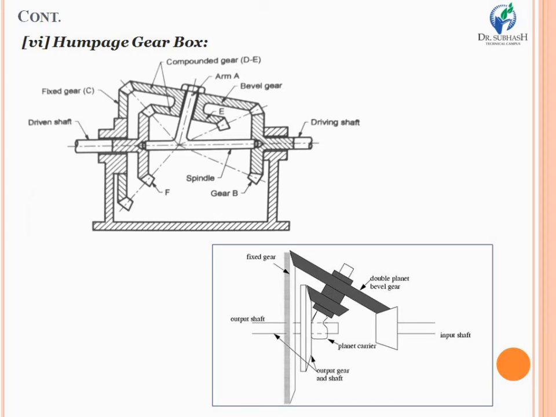Now compound gear D and E both revolve freely on the arm A, and generally arm A is mounted or attached to the spindle. The spindle generally revolves freely about the same axis as the driving and driven shafts. So this is the simple connection of the compound gear D and E, which is mounted on the axle.